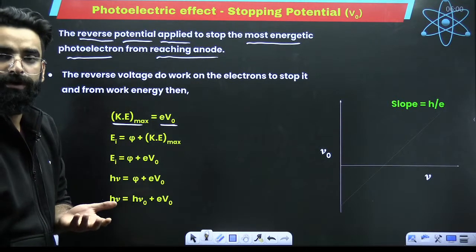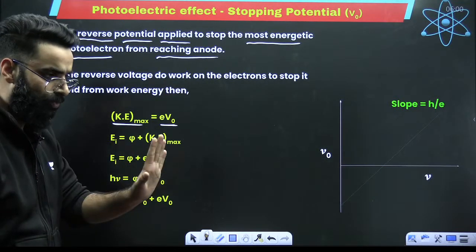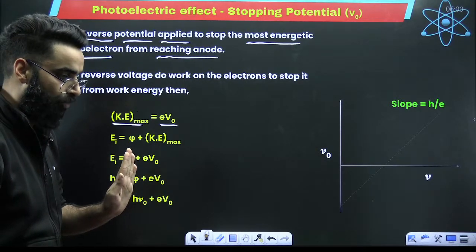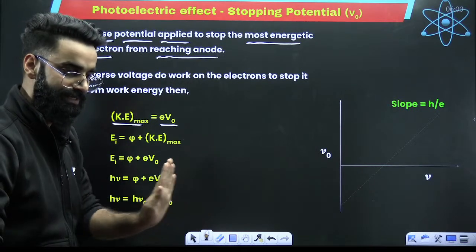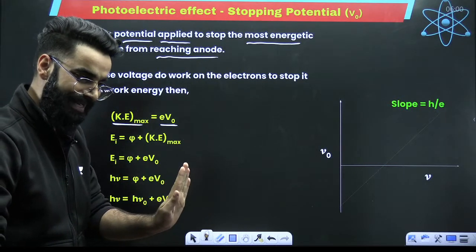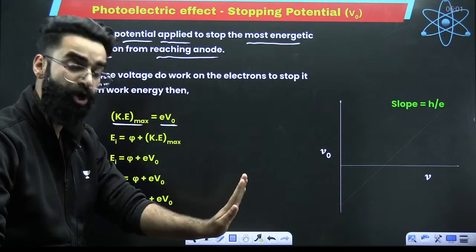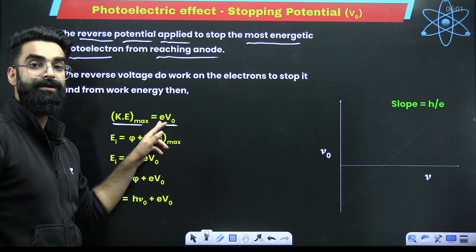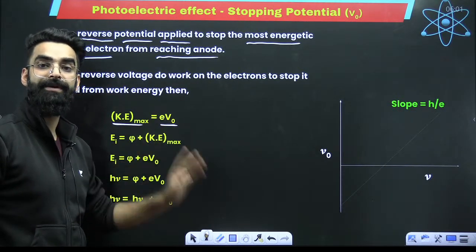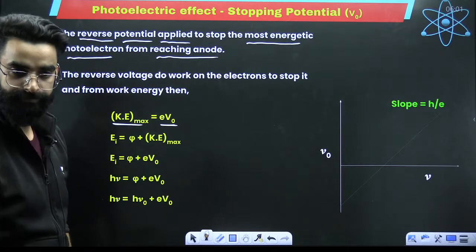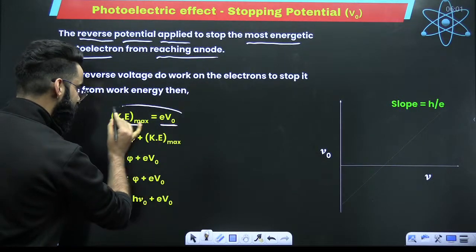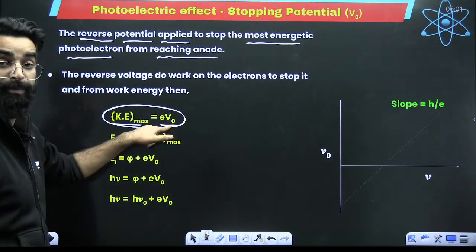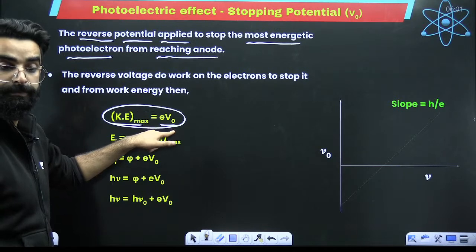As per the work energy theorem, the electron was supposed to move, but it's experiencing repulsions, so its motion is being opposed. That means its kinetic energy is getting converted into potential energy. When it stops, the entire kinetic energy has got converted into potential energy, which is the charge on the electron multiplied by the stopping potential. So the maximum kinetic energy of the photoelectron is equal to eV naught. This V naught is the stopping potential, it is not the threshold frequency, right?